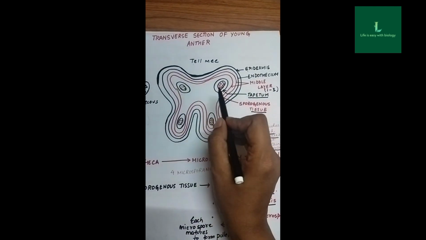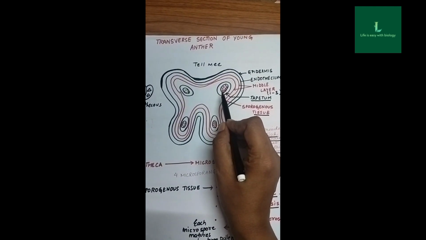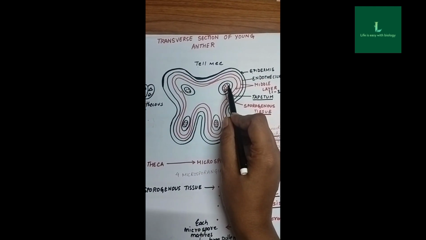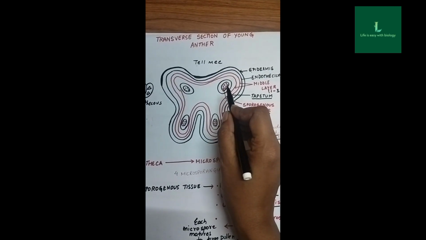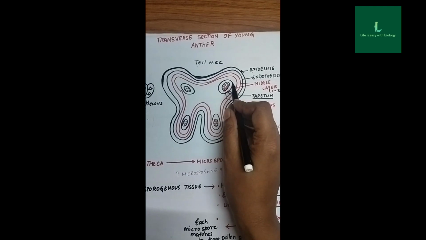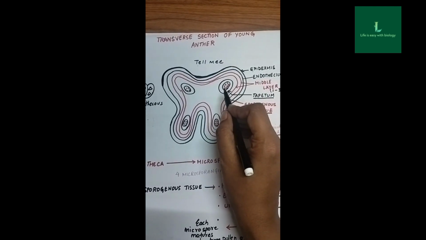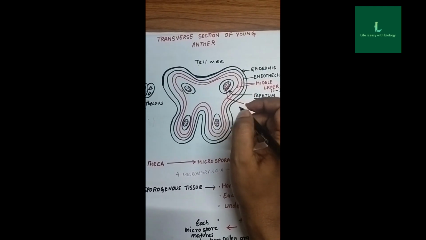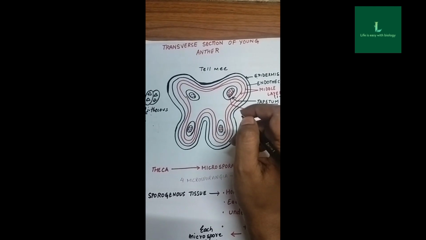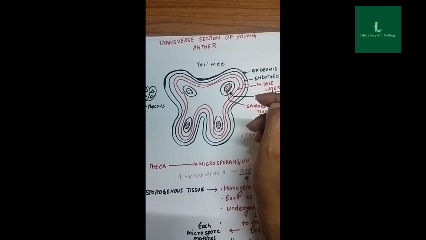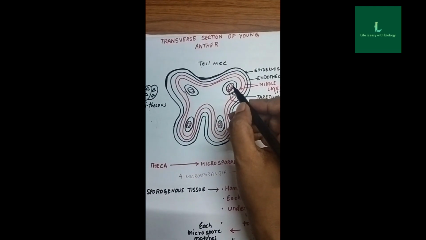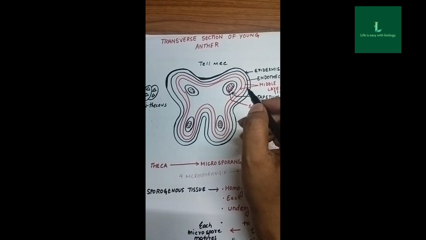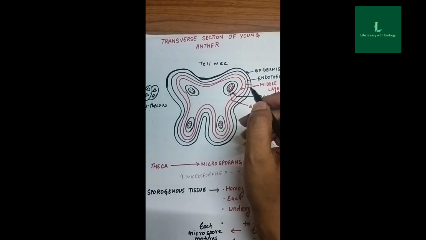Now the innermost central region, the central region of the theca where the sporogenous tissue is present. Each cell of the sporogenous tissue, I'm talking about each cell, is a potential pollen. That means it has the potential to make pollen. So they are called pollen mother cells. Each cell is called a pollen mother cell.